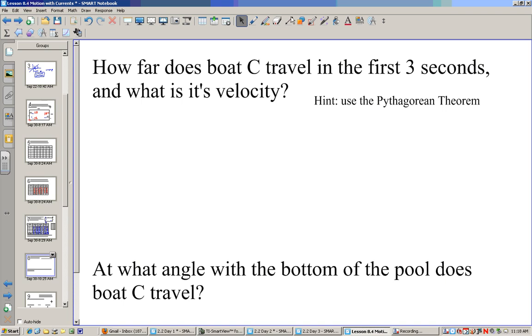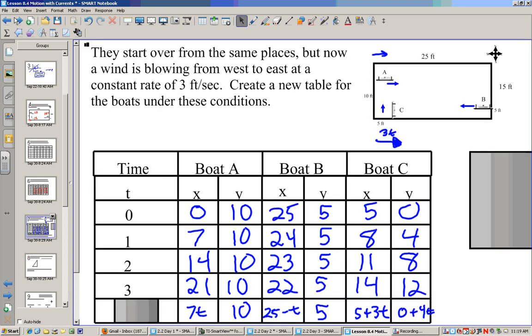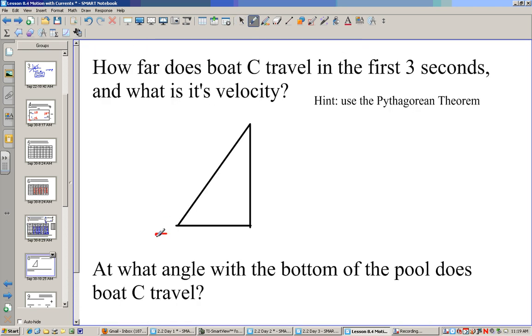All right, so how far does boat C travel in the first 3 seconds? Well, it's going to end up going like this, which will create a triangle. We actually don't need the triangle until the next thing, but it goes from 5, 0 to 14, 12. So this is 5, 0, and this is 14, 12. So in the x direction, it moves 9, and in the y direction, it moves 12.